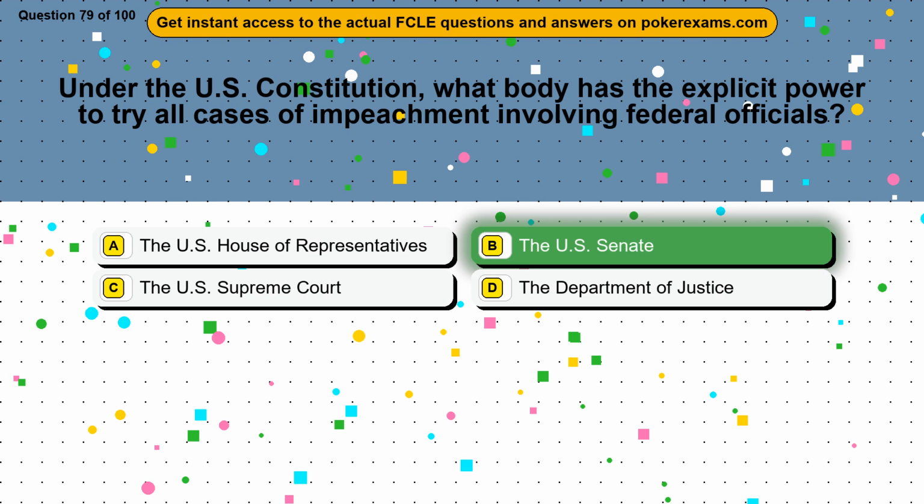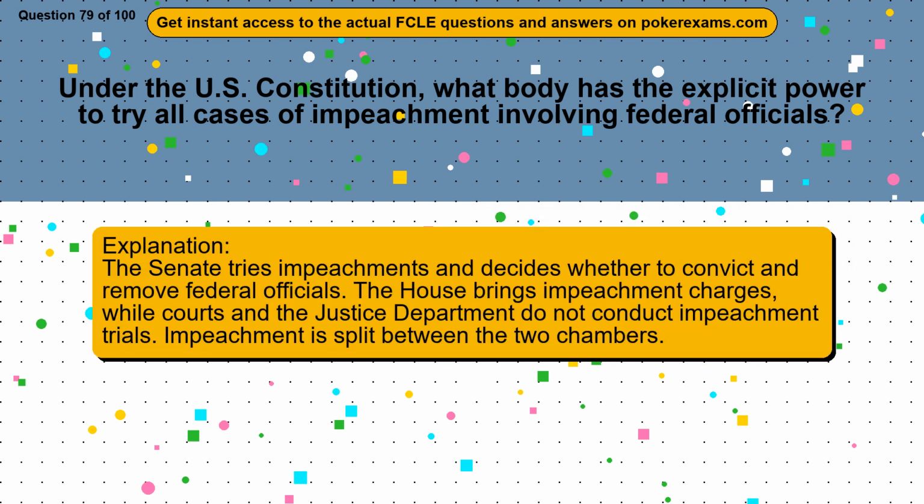Senate. The Senate tries impeachments and decides whether to convict and remove federal officials. The House brings impeachment charges, while courts and the Justice Department do not conduct impeachment trials. Impeachment is split between the two chambers.